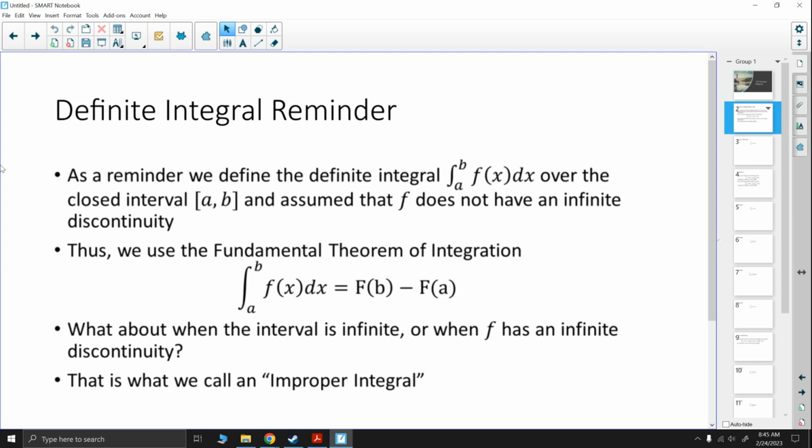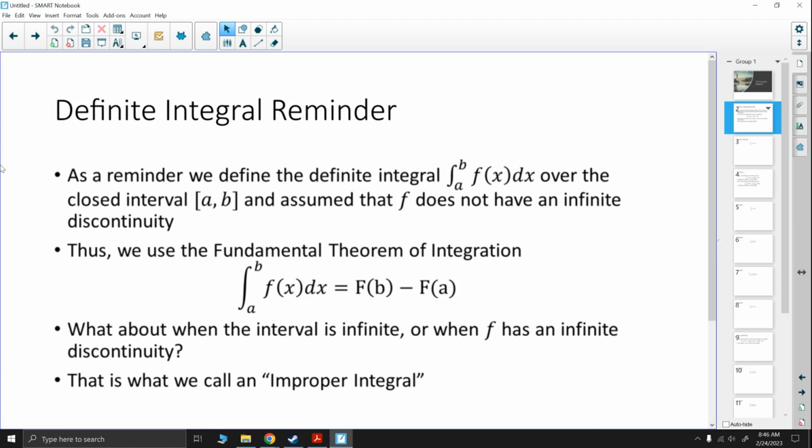But regardless of how we think about the definite integral, either as areas or as the actual definite integral, it's always over some closed interval a to b. So unlike our derivative, which is defined over an open interval, we often talk about integrals as defined over a closed interval, and also assume that f does not have some infinite discontinuity. So with that, we have the fundamental theorem of calculus, and that is the integral from a to b of f of x dx is capital F of b minus capital F of a.